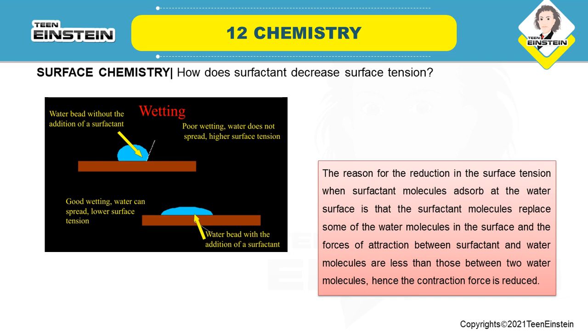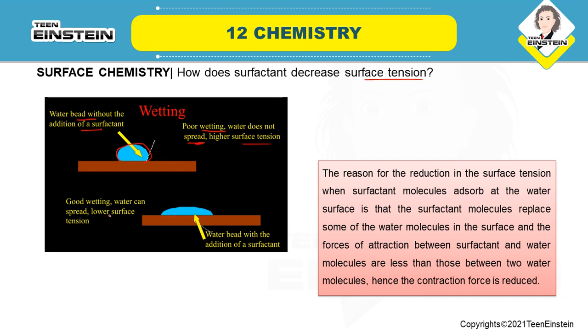Now we have seen how surface tension is changing, but if we want to know how it is actually happening, that is, how does surfactant decrease surface tension. Okay, so here we can see a water bead without the addition of surfactant. When it falls on any surface, there is poor wetting. The water droplet has a spherical shape and it is not spreading. That means here surface tension is high.